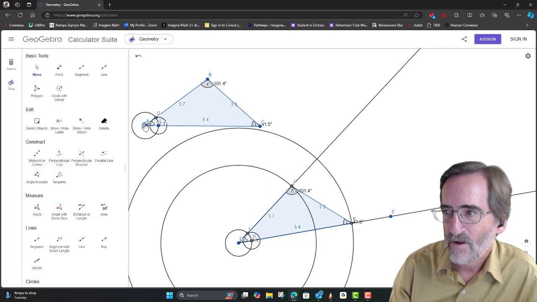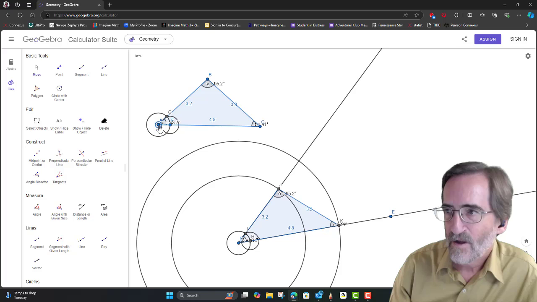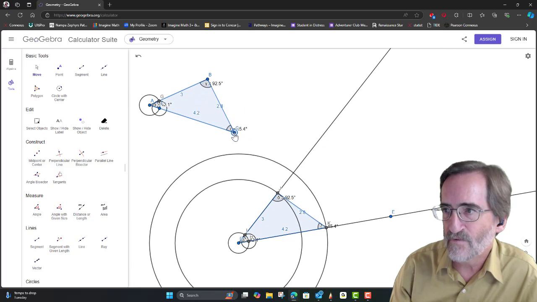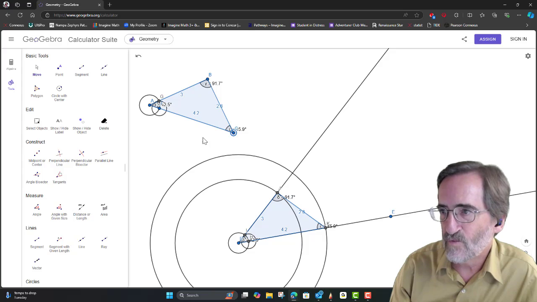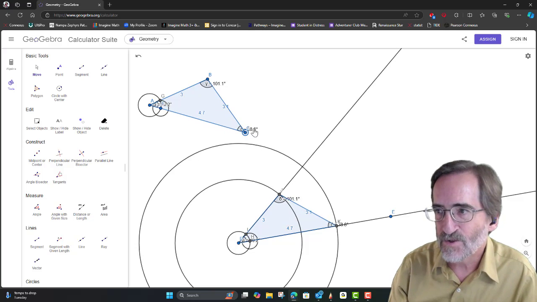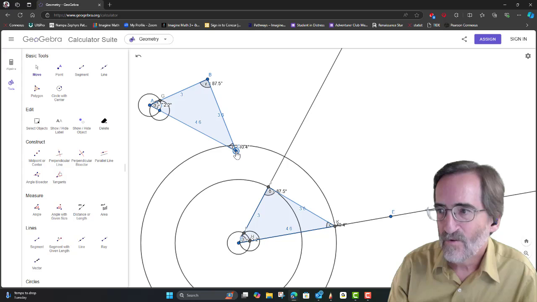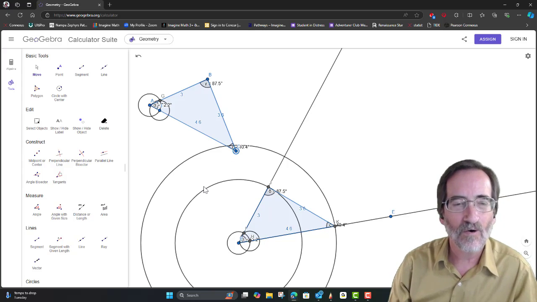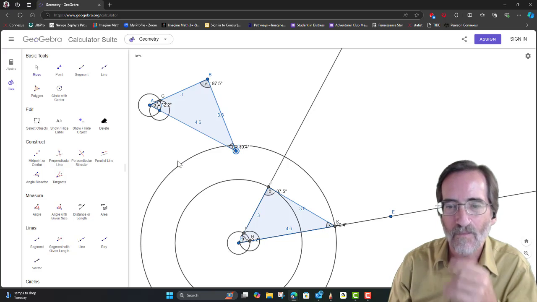And we can verify this works for any triangle by grabbing any of the points and moving them. Okay. As we move things around, let's change things significantly here. 2.8, 2.8, 4.2, 4.2, 3, 3, 42.5, 42.5, 91.7, 91.7, 45.9, 45.9. No matter how I change the original triangle, the other triangle is congruent. All the sides and angles are congruent.